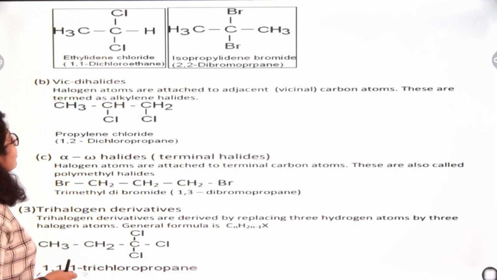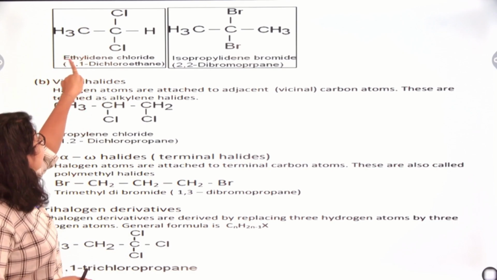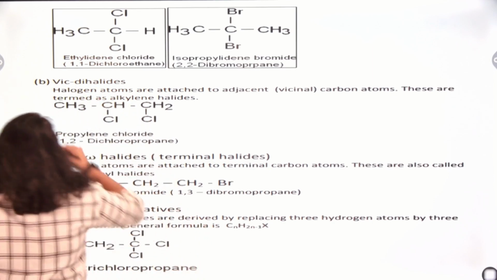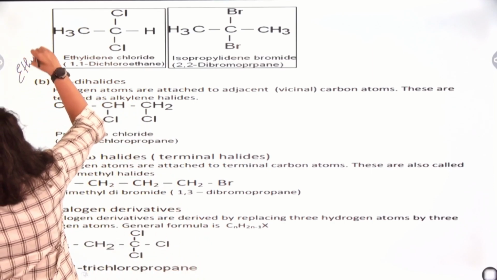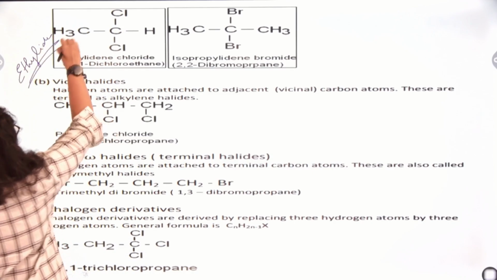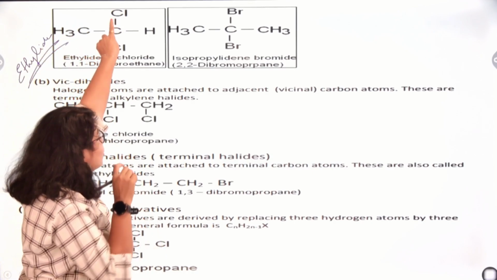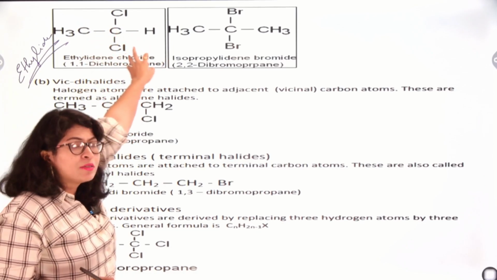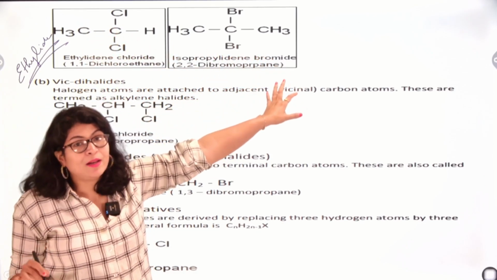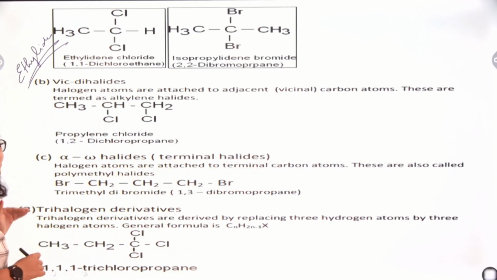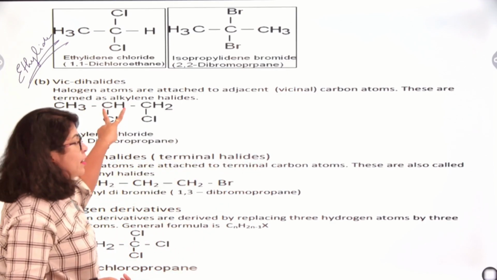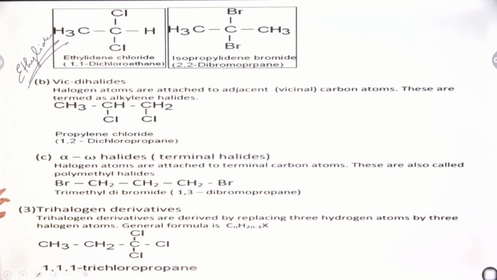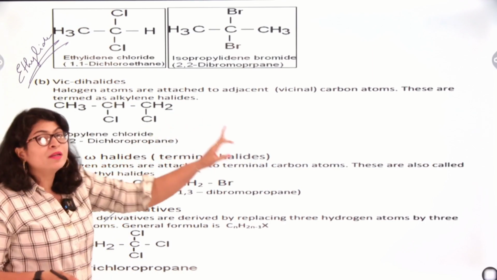As you can see here, the example is ethylene chloride. I'm sorry, there's a printing mistake. It's ethylidene chloride. Here what happens? Both the chlorine atoms are attached to the same carbon atom, right? So here it also falls under the category of geminal dihalides. Now if I see the second one, vicinal dihalide, here the chlorine atoms are attached to two different carbon atoms. Got it?